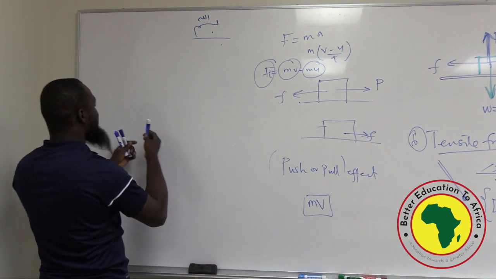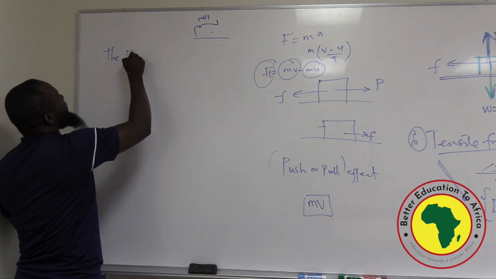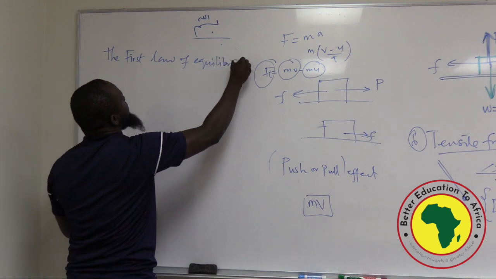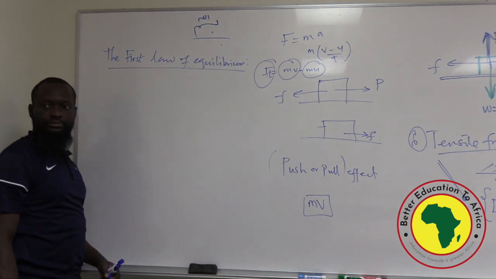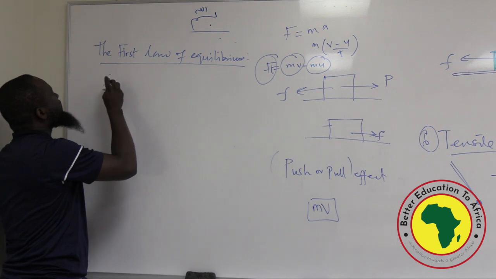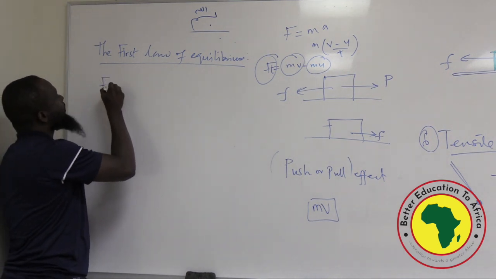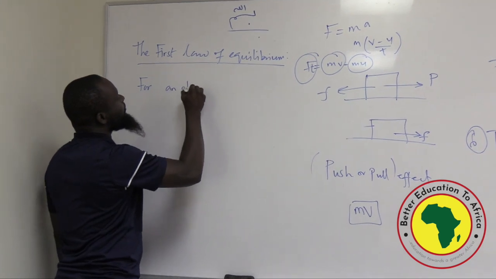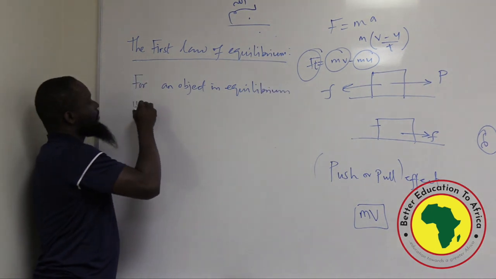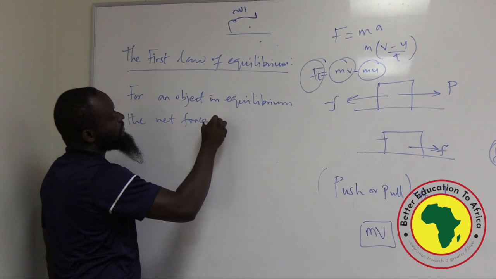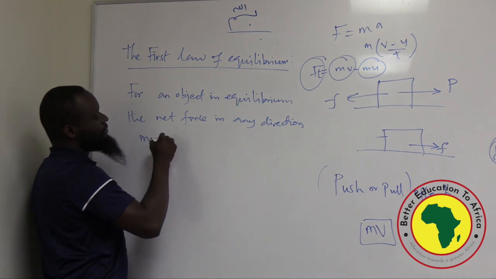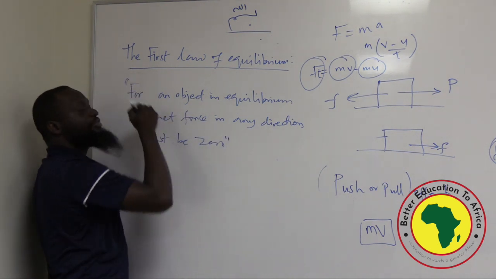Now, I want to tell you the first law of equilibrium. The first law of equilibrium says that for an object in equilibrium, the net force in any direction must be zero. You see this simple statement?